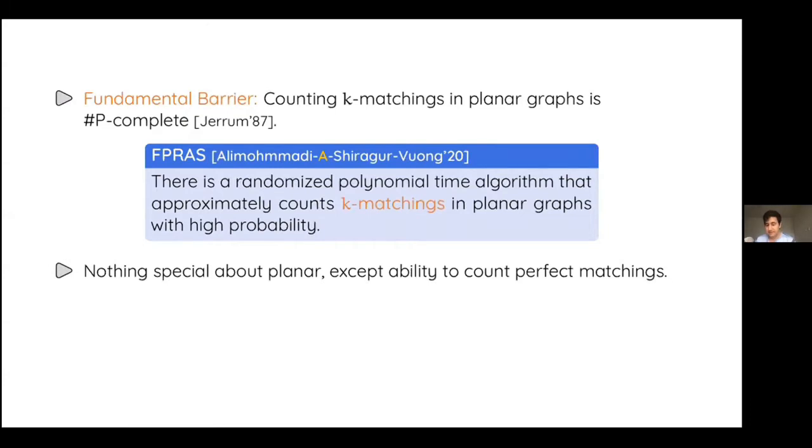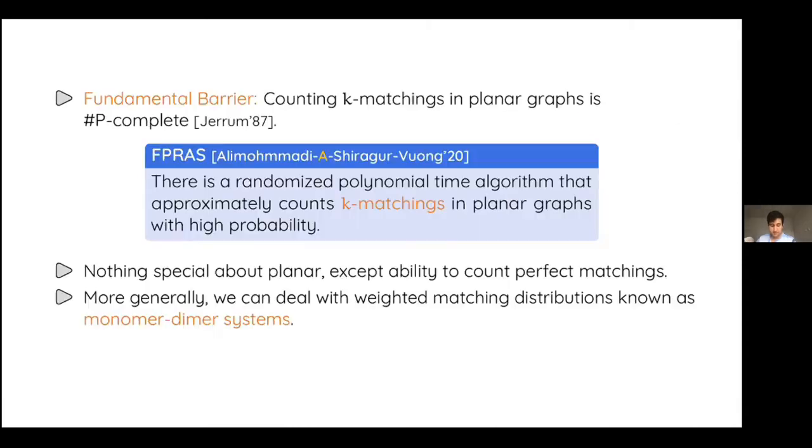Before going into the details of the algorithm, I just want to highlight something. We actually don't use planarity that much. The only thing about planarity that we use is that in the class of planar graphs, we can count perfect matchings. So this theorem naturally extends to any other downward closed class of graphs where you can still count perfect matchings, and there are some beyond planar graphs. There is the class of bounded genus graphs, and some minor-free classes of graphs where you can still do this.